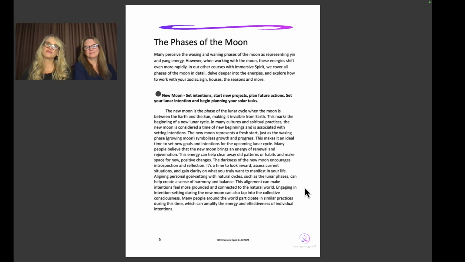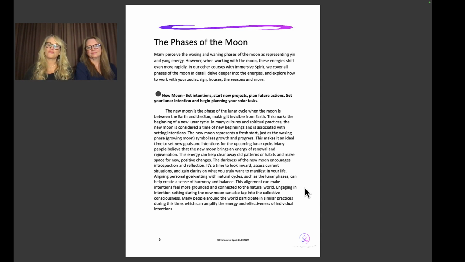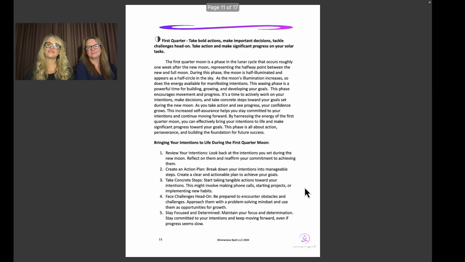Our next phase of the moon is that first quarter of the moon. Move your page here. There we go. The first quarter moon is a phase in the lunar cycle that occurs roughly 1 week after the new moon, representing the halfway point between the new and full moon. During this phase, the moon is half illuminated and appears as a half circle in the sky.